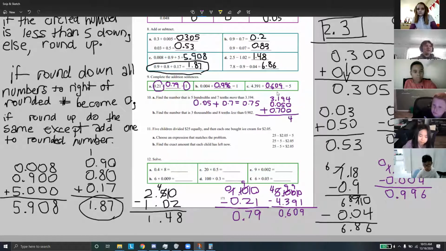4 plus 0 is 4. 9 plus 5 plus 0 is 14. 1 plus 1 is 2, plus 7 is 9. 3 plus nothing is 3. Drop the decimal. And so that would be our answer for 10A. And then let's look at this one. Find the number that is 3 thousandths and 8/10 less than 0 and 902 thousandth.